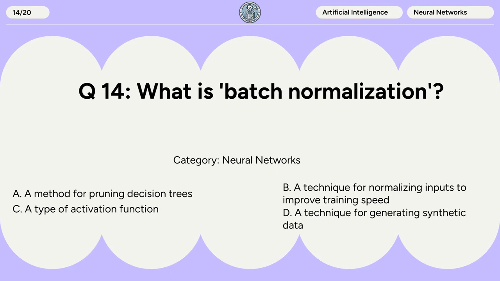Question 14. What is batch normalization? A. A method for pruning decision trees. B. A technique for normalizing inputs to improve training speed. C. A type of activation function. D. A technique for generating synthetic data.